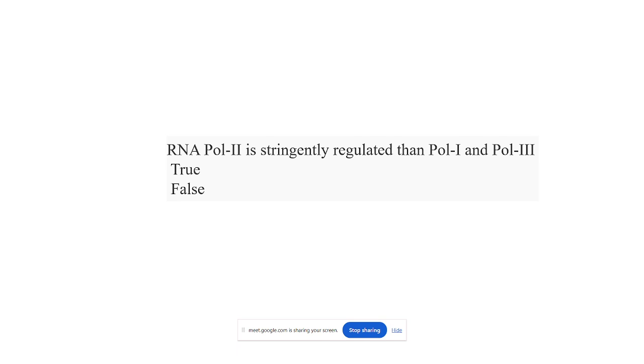So there are essentially five kinds of RNA polymerases. I think RNA polymerase 4 and 5 are basically involved in plants. So different RNA polymerases are required for the transcription of different types of RNA. Okay, so now the question here is that RNA polymerase 2 is more stringently regulated than polymerase 1 or polymerase 3. So is it true or false that you have to tell?